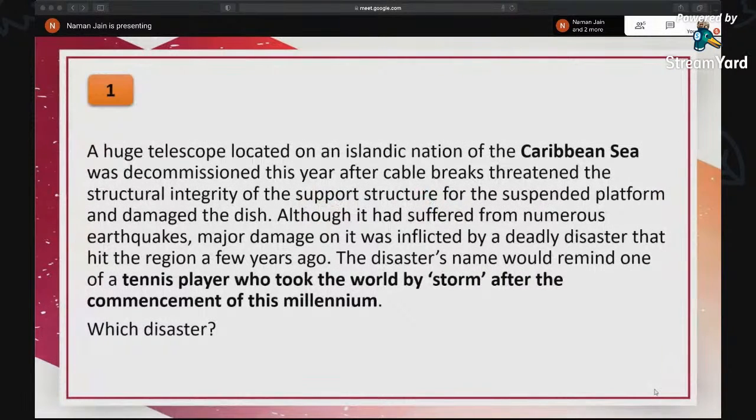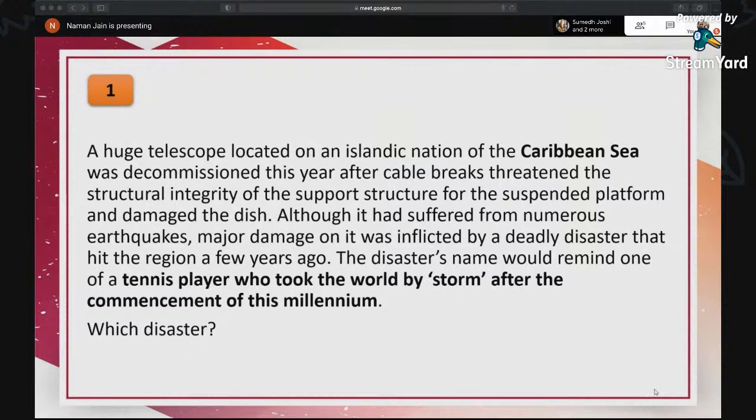A huge telescope located on an island nation of the Caribbean Sea. So first hint, Caribbean Sea narrows down the location. Was decommissioned this year after cable breaks threatened the structural integrity of the support structure. So that's the technical part. Although it had suffered from numerous earthquakes which are common to the region, and a lot of disasters are common to that region, major damage on it was inflicted by a deadly disaster that hit the region a few years ago. The disaster's name would remind one of a tennis player who took the world by storm after the commencement of this millennium.